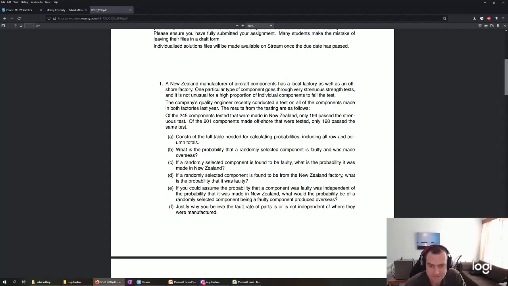If a randomly selected component is found to be faulty, what's the probability it was made in New Zealand? Okay, well that sort of sounds like something is being given in advance and then calculate another. And if a randomly selected component is from a New Zealand factory, what's the probability it's faulty? Okay, once again, something possibly being given. And alright, then those others will probably be on independence.